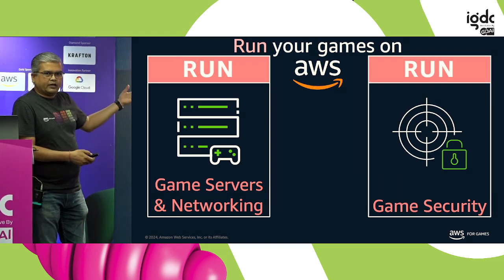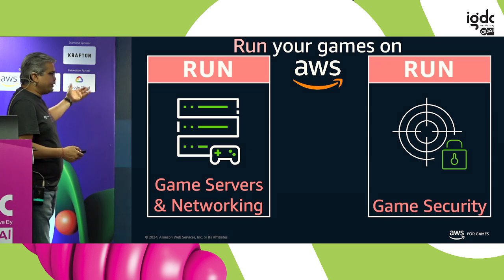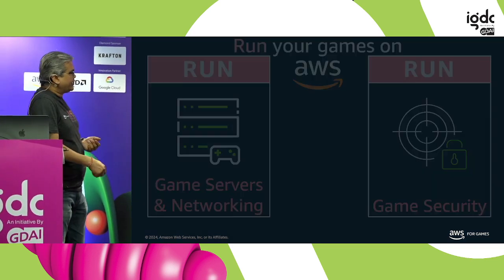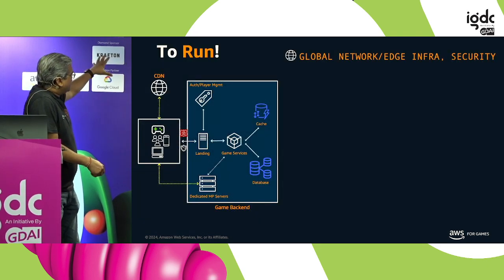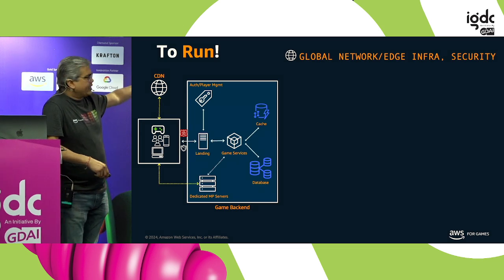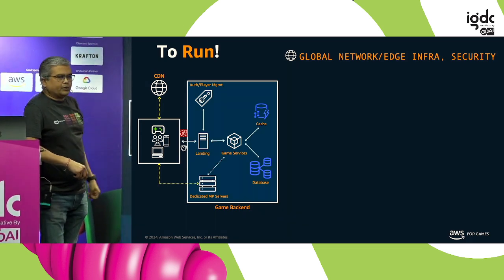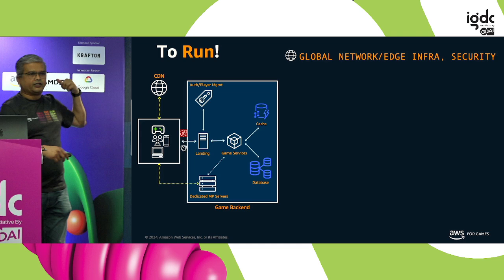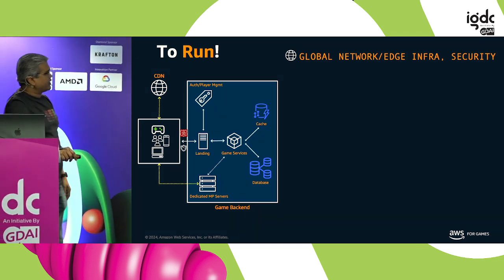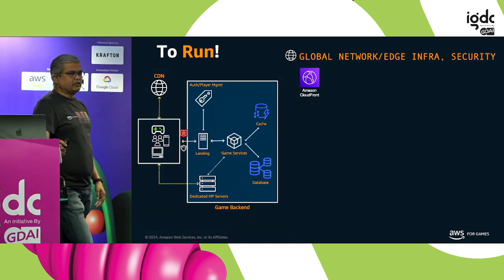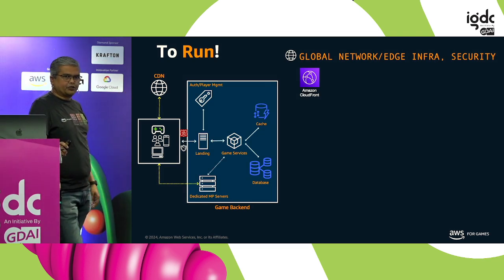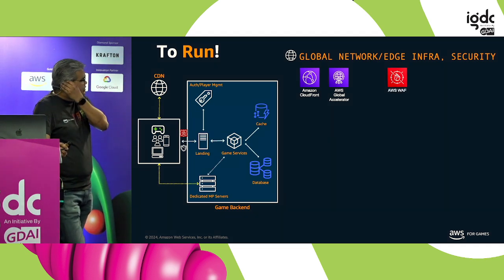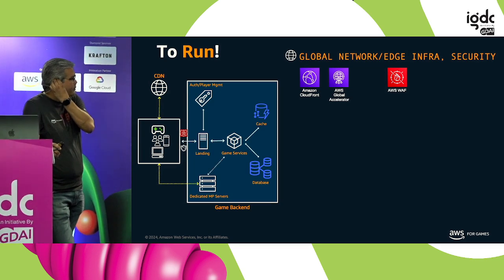Switching over to Run, like we saw the build, we have Run, which has game servers, networking and game security. So when you start with the build, these are the components we just saw in the Venn diagram, and the first thing you would start with is a global network, some form of high quality, secure edge infrastructure that will help you with your game. So you have services like Amazon CloudFront, which is a CDN. We have Global Accelerator, which also reduces the latency between your player and your servers.